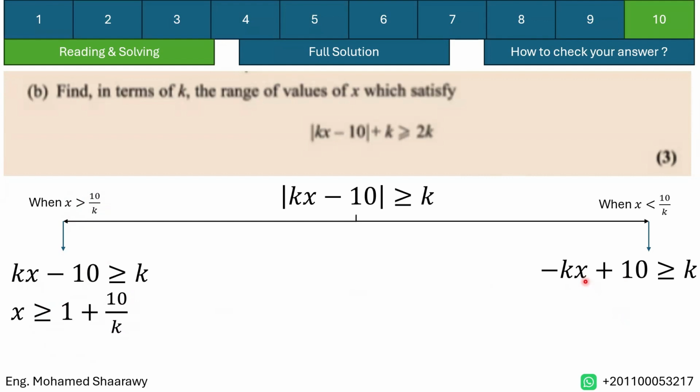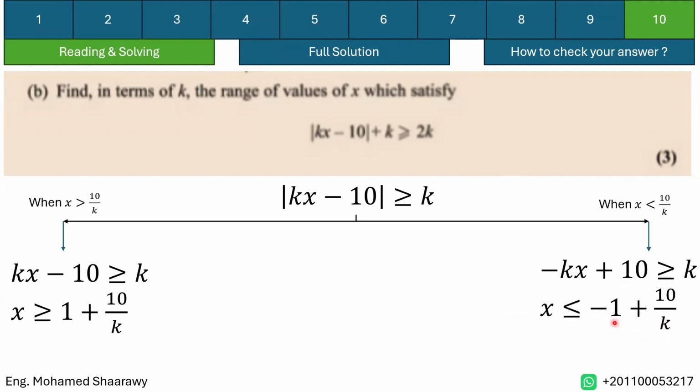Here, let me also get x, so let me multiply the whole equation by a negative. So negative times negative kx is kx. I first subtracted 10 from both sides. Then let me multiply this inequality by a negative, and of course when you multiply an inequality by a negative, you reverse the sign. So let me now divide the whole inequality by k. Negative k over k is negative 1, and this is negative 1 plus 10 over k.